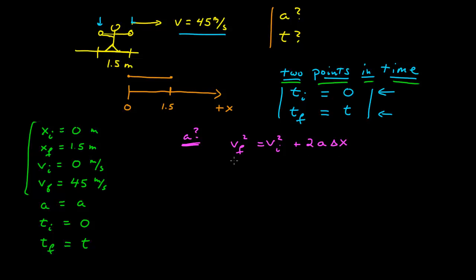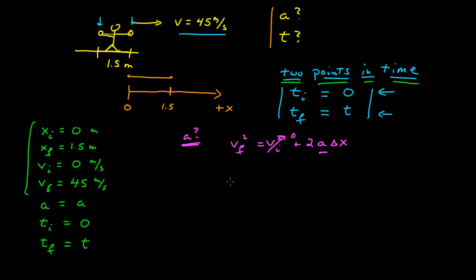And so what does this have? I know v sub f, I know v sub i, and I know the displacement, delta x, which is x sub f minus x sub i. So I can use this equation to solve for a. I'm going to go ahead and go to the solve section and do that.